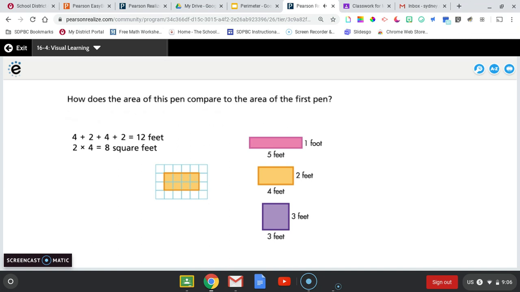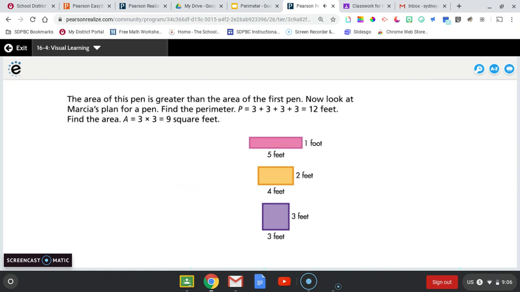How does the area of this pen compare to the area of the first pen? The area of this pen is greater than the area of the first pen. Now look at Marcia's plan for a pen. Find the perimeter. P equals 3 plus 3 plus 3 plus 3 equals 12 feet. Find the area. A equals 3 times 3 equals 9 square feet.